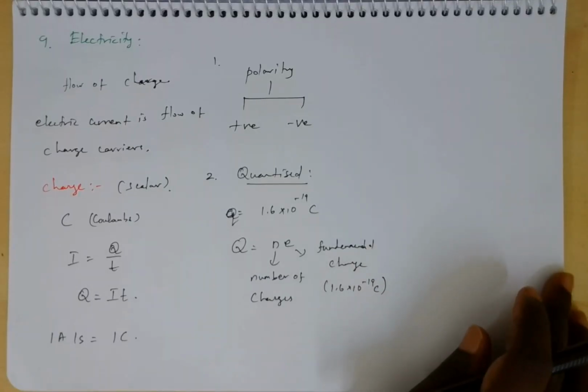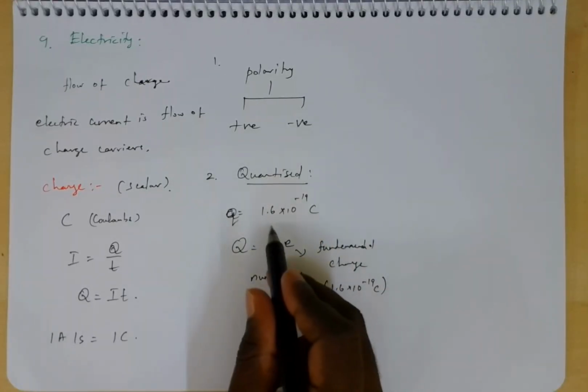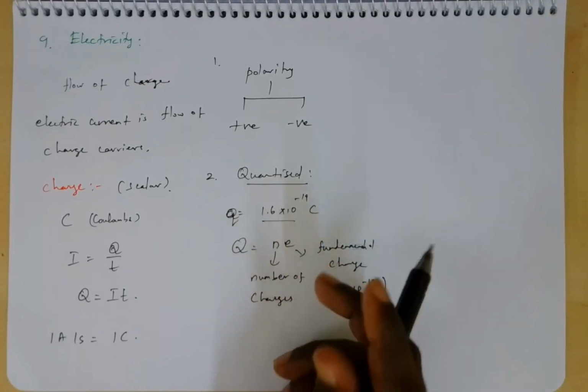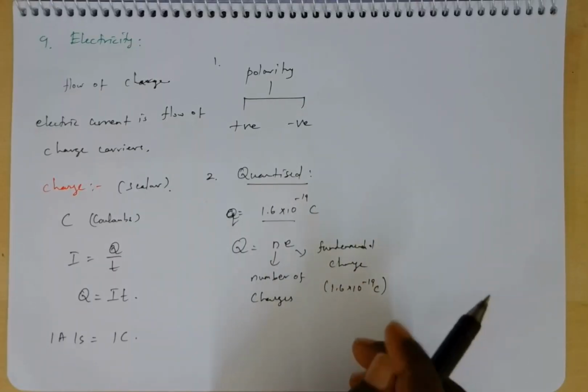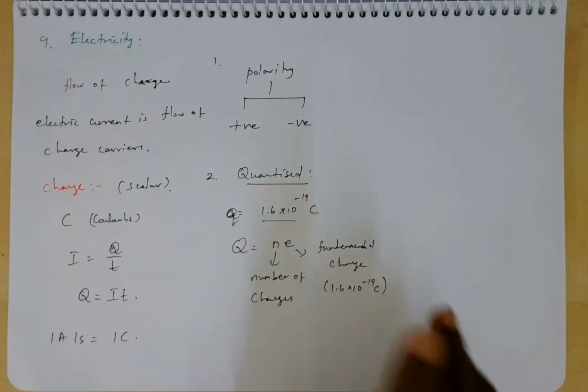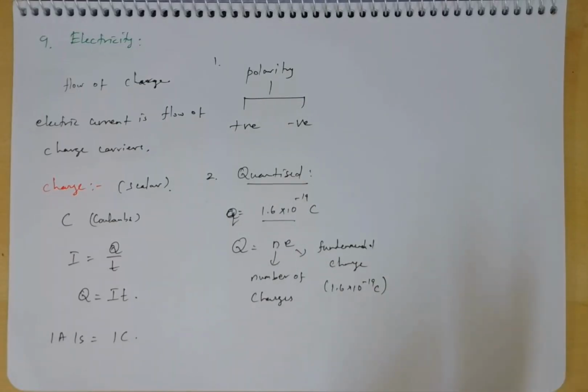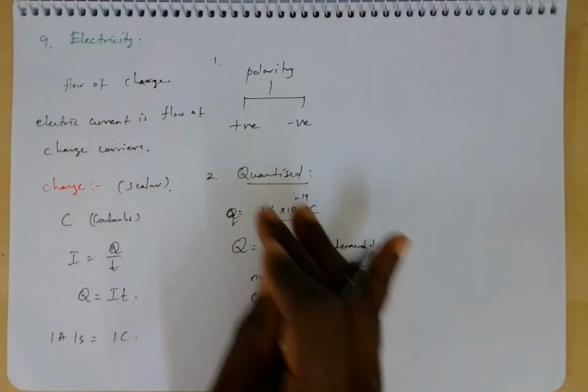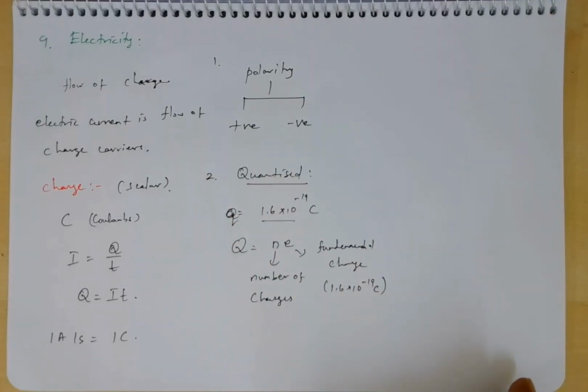Once this is clear, what do you mean by this? If you count charge in a particular system, you can say 1 times 1.6 into 10 power minus 19 or 2 times 1.6 into 10 power minus 19. We cannot say 0.5 times 1.6 into 10 power minus 19. That's what we mean by quantization.